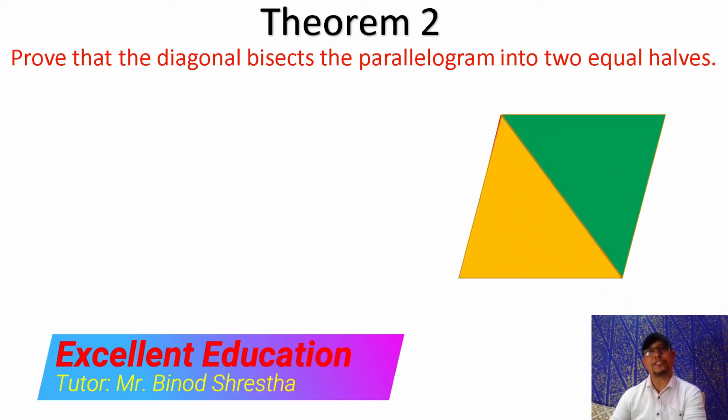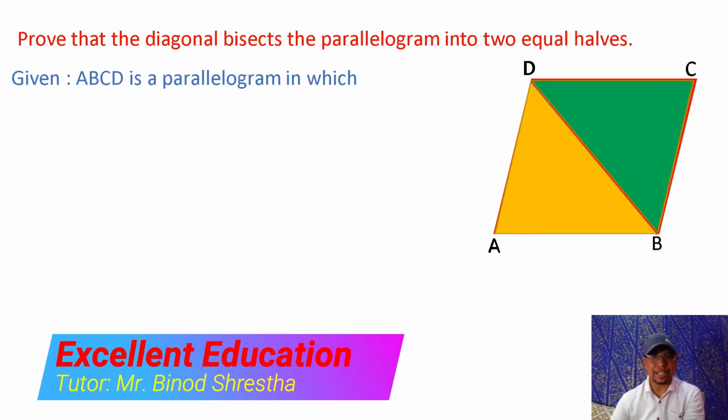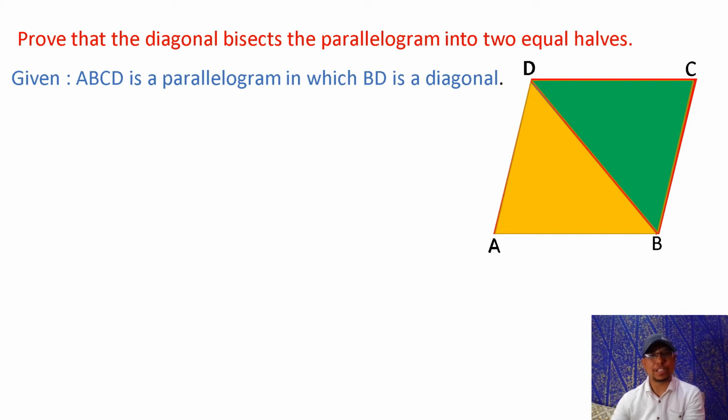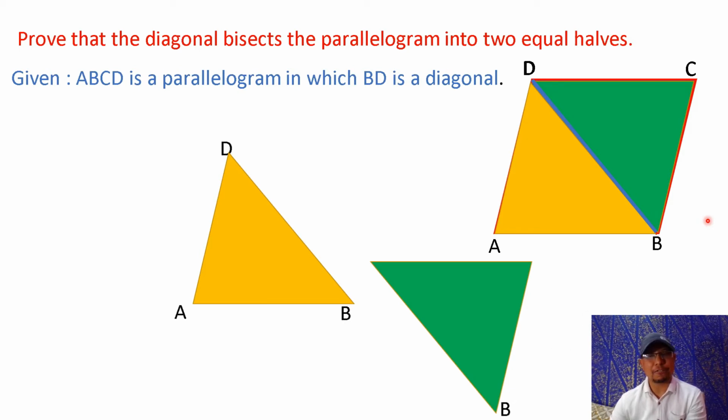Okay students, and here is the figure. Here ABCD is a parallelogram. Given: ABCD is a parallelogram in which BD is a diagonal. You look here, this BD is a diagonal, and this diagonal divides the parallelogram ABCD into two triangles. One is the yellow triangle named ABD, and another is the green triangle BCD.